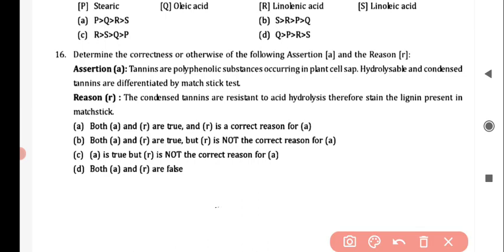Next question is, determine the correctness or otherwise of the following assertion A and the reason R. So assertion A is tannins are polyphenolic substances occurring in plant cell sap. Hydrolyzable and condensed tannins are differentiated by matchstick test. And the reason R is the condensed tannins are resistant to acid hydrolysis, therefore stain the lignin present in matchstick. So correct answer for this is option B, that is both A and R are true, but R is not the correct reason for A.